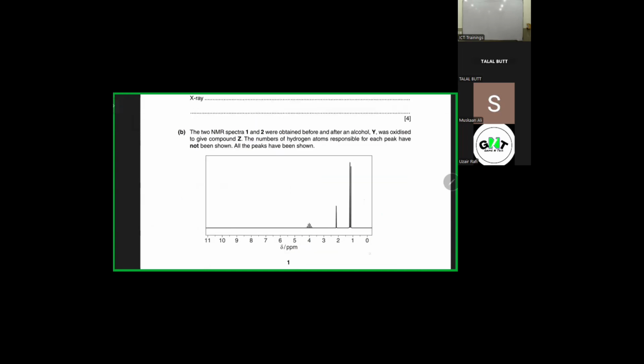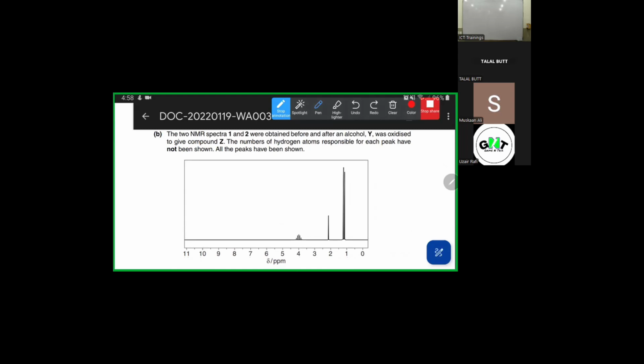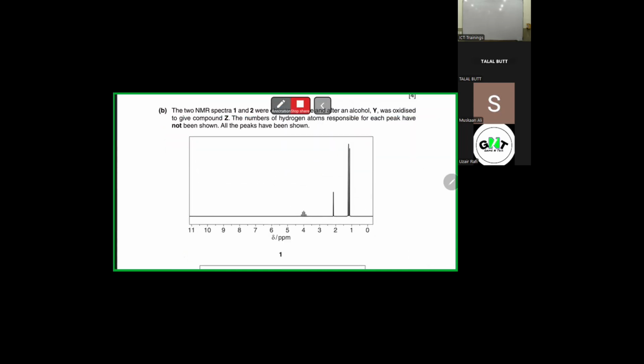Okay, guys. Now we have to look at this one. Have a look up here. I'm going to read the question for you. He's saying the two NMR spectra, 1 and 2, were obtained before and after the alcohol Y was oxidized. So we got the two chemical shift graphs. One of the graphs is taken when the alcohol has been oxidized.